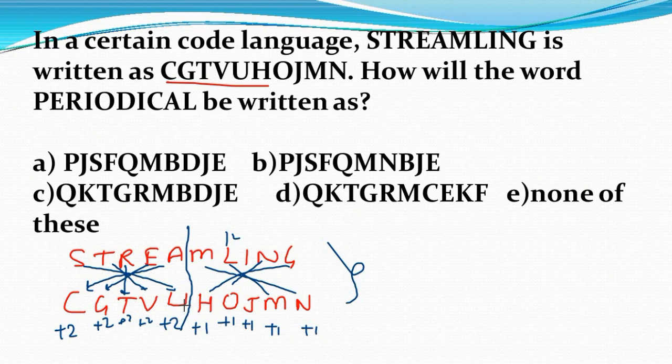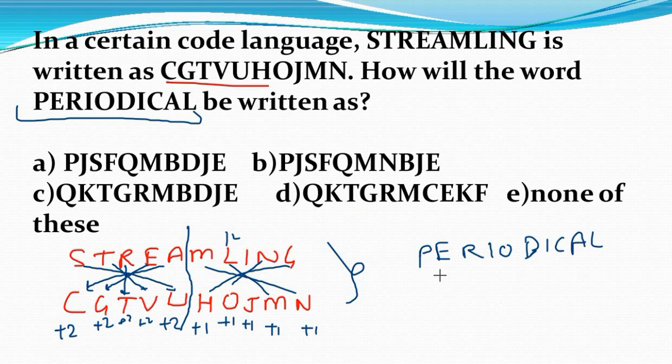It means the first 5 letters are adding plus 2, and the last 5 letters are adding plus 1. Combined, we can easily write PERIODICAL, P E R I O D I C A L. We can break it into the starting 5 letters and the last 5 letters. In the first 5 letters, we have to add 2 in the same pattern. So we have to add plus 2.